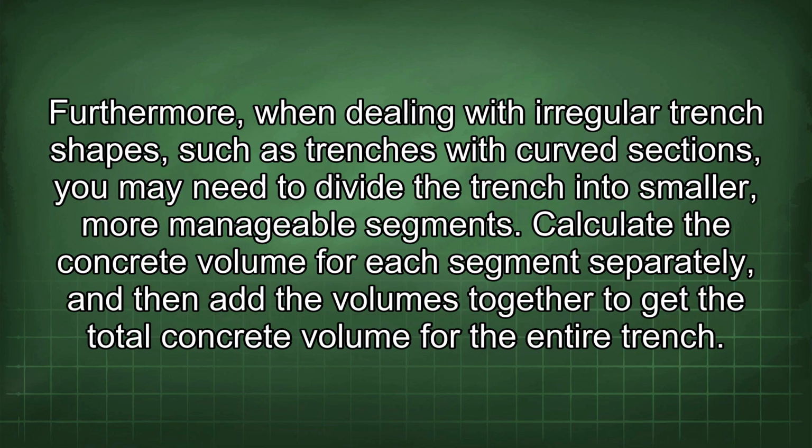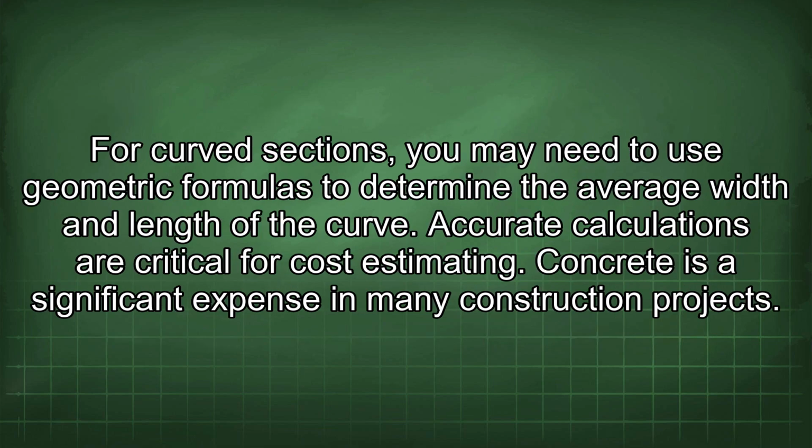Furthermore, when dealing with irregular trench shapes, such as trenches with curved sections, you may need to divide the trench into smaller, more manageable segments. Calculate the concrete volume for each segment separately, and then add the volumes together to get the total concrete volume for the entire trench. For curved sections, you may need to use geometric formulas to determine the average width and length of the curve.